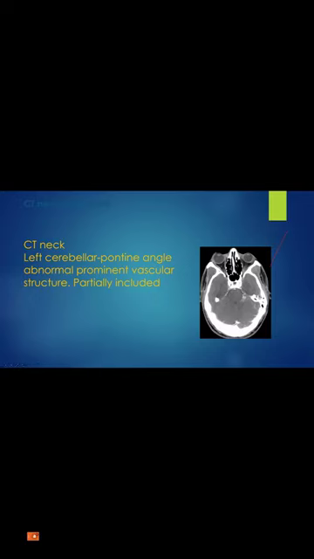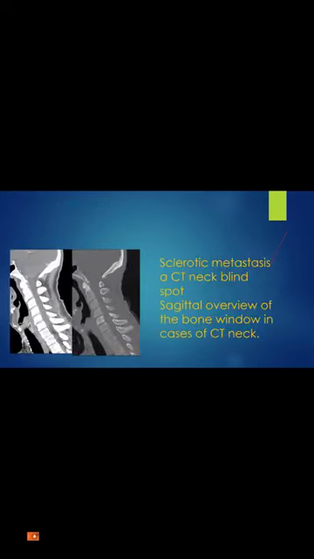And here there is partially included avian. Here there is a bone metastatic lesion. This was a CT neck, and most of the time when we do a CT neck, we look at the soft tissue. We don't routinely do the bone window to have a quick look at the bone appearance. So this is a bone sclerotic lesion, basically.